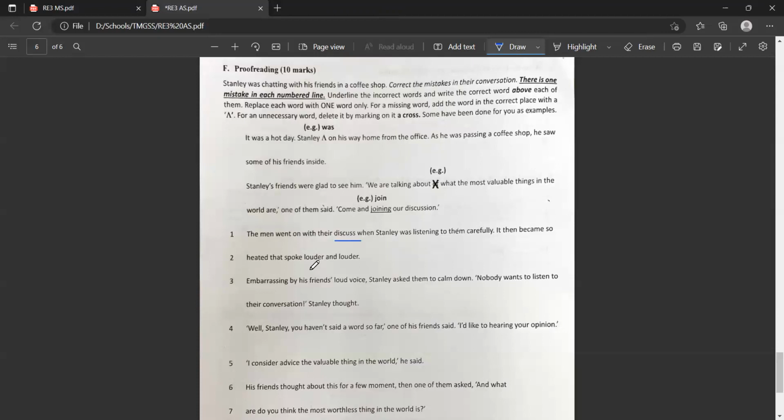It then became so heated that spoke louder and louder. This one may be a little difficult. Let's say the subject is missing. They spoke louder and louder. Embarrassing by his friend's loud voice, Stanley asked them to calm down. So Stanley, it should be was embarrassed, right? Passive in meaning. Embarrassed by his friend's loud voice.